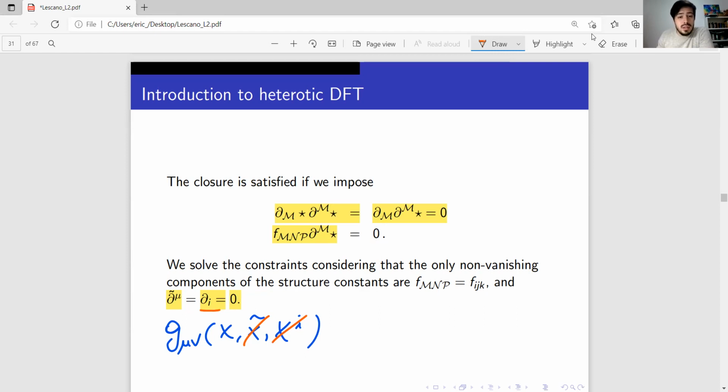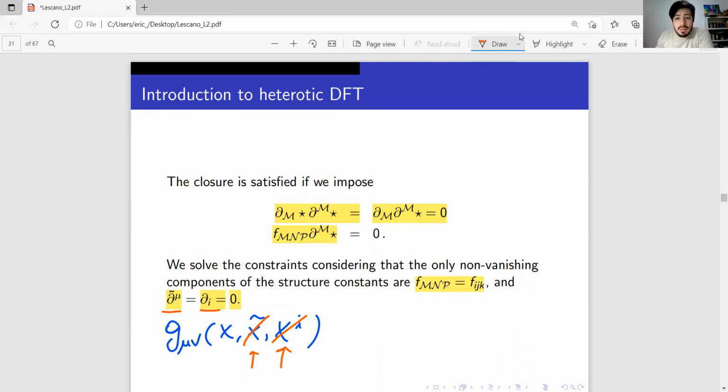This over here means that our fields do not depend on the gauge coordinates, and of course, this over here means that our fields do not depend on the extra coordinates. And for the structure constant, the only non-vanishing components are these ones.